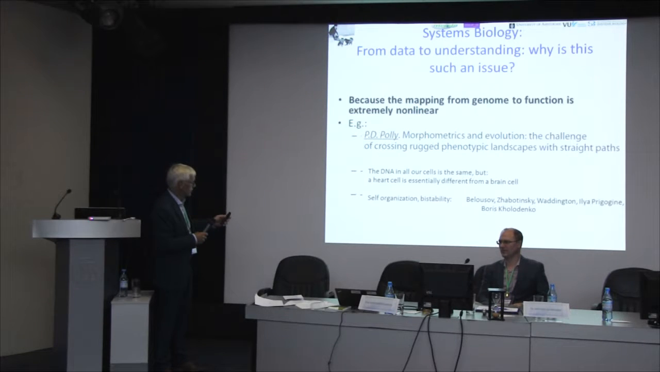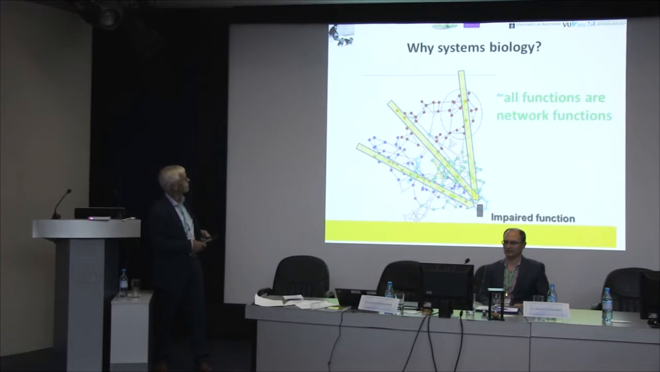And then, of course, there's the famous Russian history with Belyaev, Zabotinsky, Ilya Prigozhin, and Boris Kholodenko, who's now in Ireland, a very good friend of mine, who've been working on self-organization and bistability and stability, and that is also important here. Basically, if you're doing developmental biology, you'll find there is self-organization, and this network just goes sort of by miracle into a certain state that you cannot linearly predict from just the DNA sequence. So that's where systems biology comes in. So bioinformatics is important for the first step, systems biology is important for the second step.